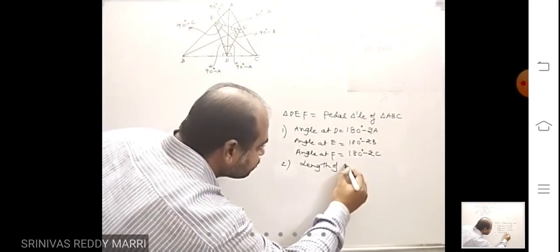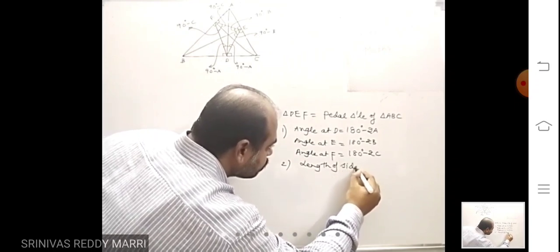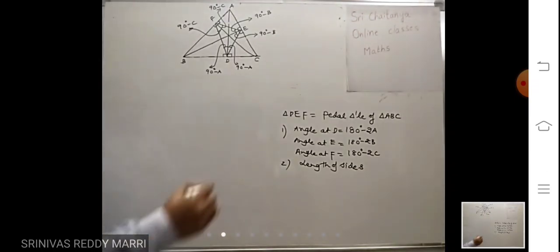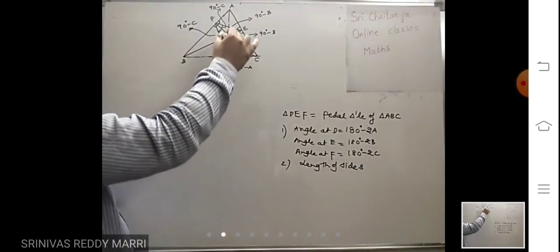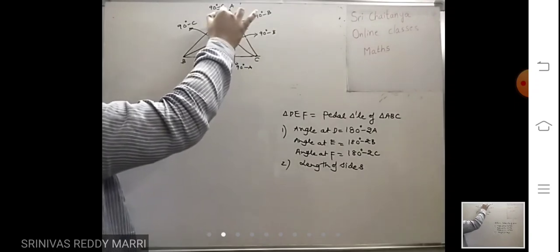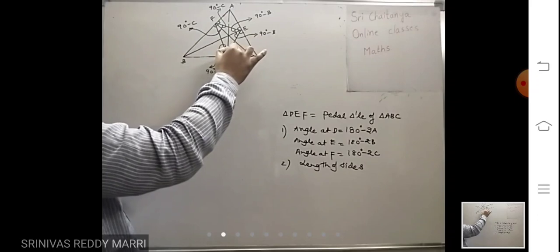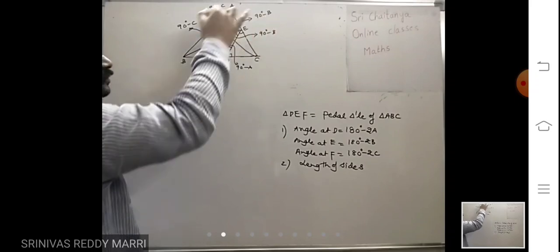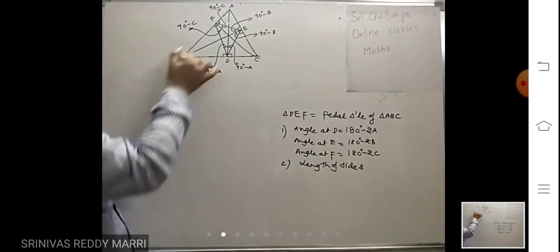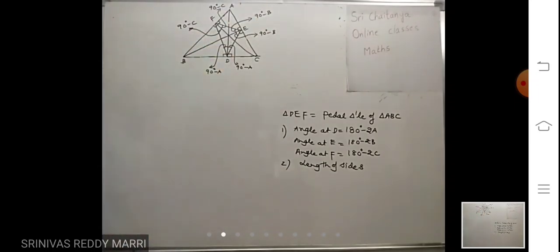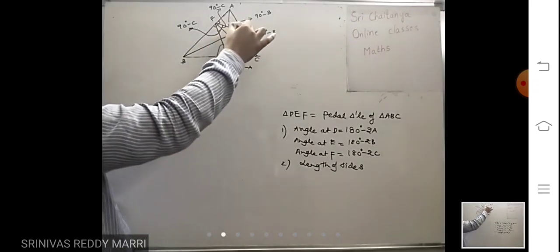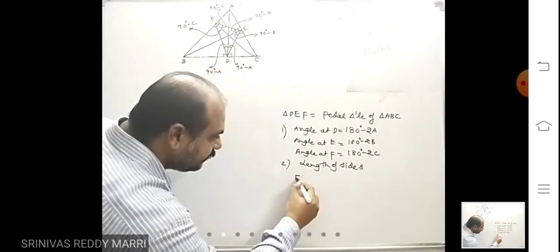Lengths of sides. Right? Lengths of sides means what are those? Look at here. This FE length, this FD length, this DE length. Just like BC length is a, CA length is b, AB length is c, just like that, look at here. This EF length is there, look at here. EF.